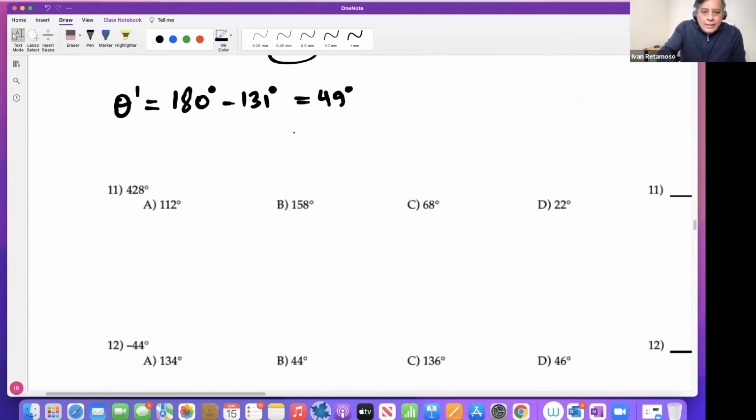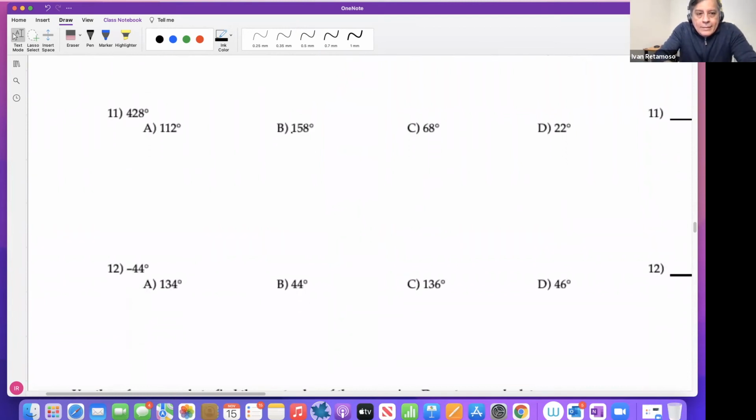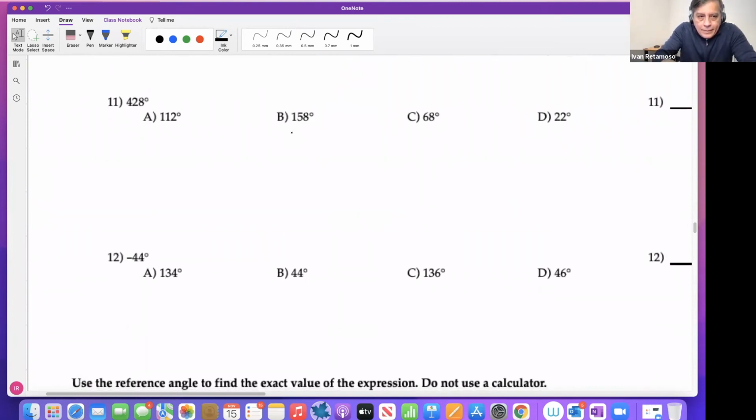Very good. Can you try to do the same with this guy? This went over. Yeah, I'm gonna do number 11, so for you to have an idea, okay? So how you can do this. Let's do it together. Sometimes the angle may go over 360 degrees, right? Such as the case of this guy, right? 428, right? So somewhere here probably, right?